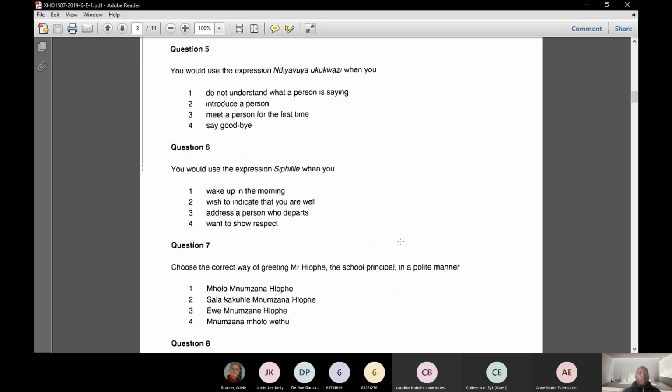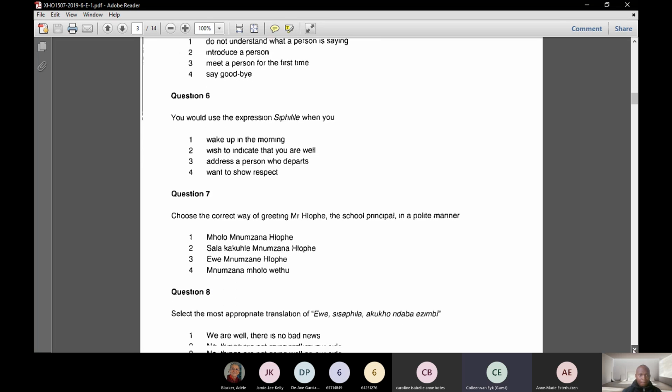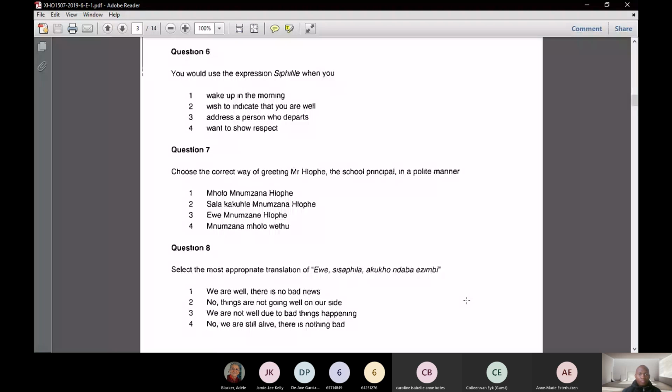Question 6, you would use the expression siphilile when you, number 1, wake up in the morning. Number 2, wish to indicate that we are well, you are well. Number 3, when you address a person who departs. Number 4, when you want to show respect. What's our answer for question 6? Number 2. All right. Why? Siphilile is when you're saying that you are well.